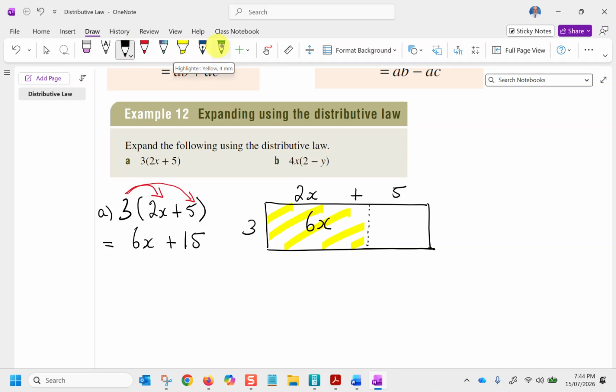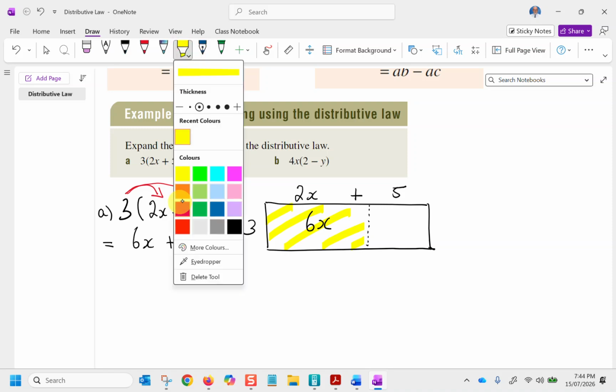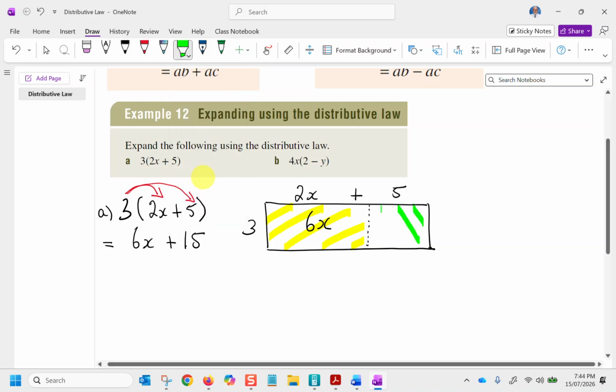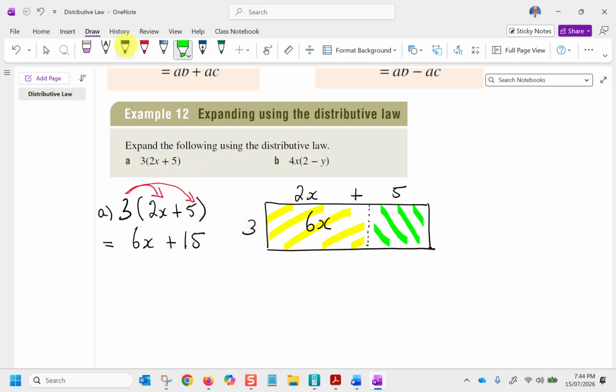The area of the, now how do I change colour? There we are. The area of the second smaller rectangle here is still a width of 3, but this time a length of 5. 3 times 5 is 15. So we can see the total area is 6x plus 15.